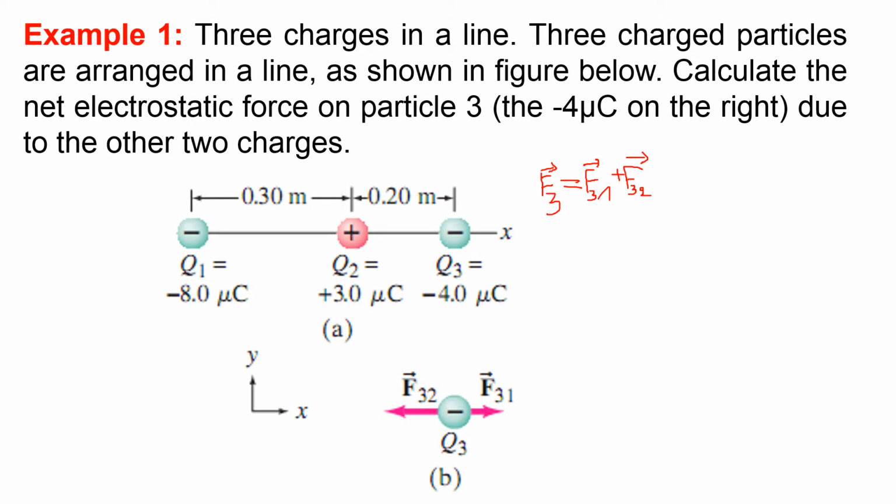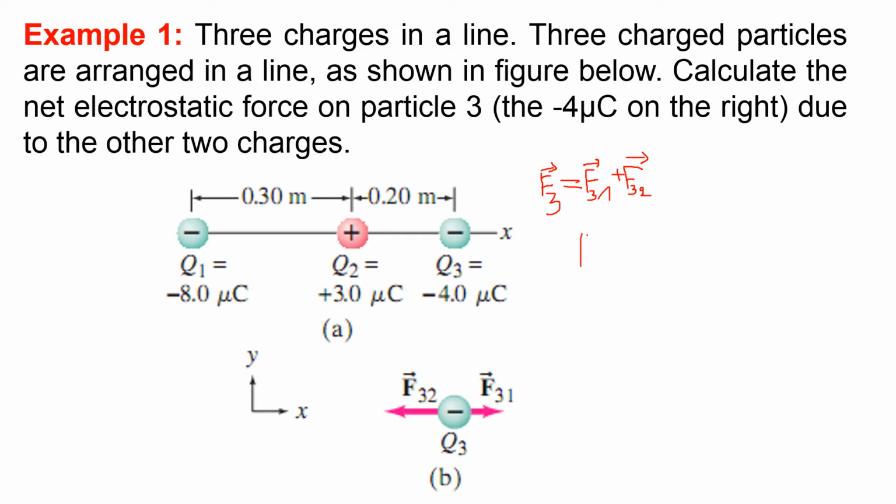Then, as you see, the magnitude of the force that Q2 exerts on Q3 may be larger than the magnitude of the force that Q1 exerts on Q3. It's the reason why this force on charge Q3 is a force oriented in a negative x direction. And this is how we are going to find an answer.